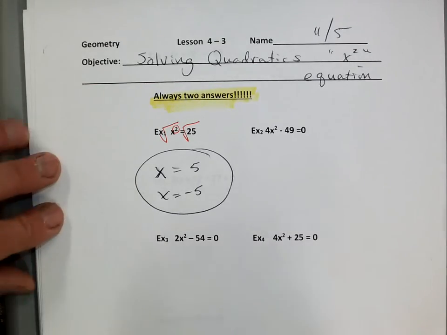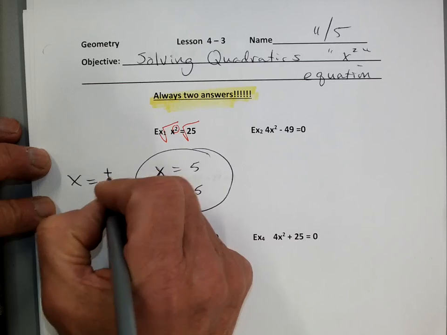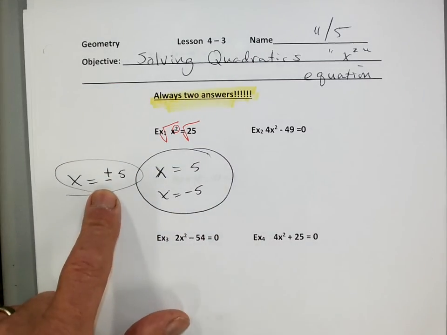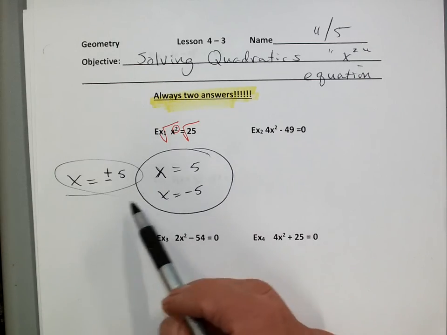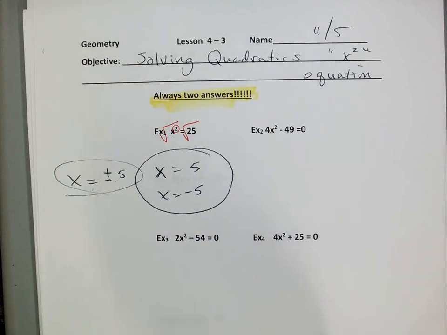A little shortcut for that, I like to write like this: x equals plus or minus 5. I like that way to write that better, because then it shows both, but I don't have to write as much, right? So plus or minus 5 stands for the positive 5 and the negative 5, okay?